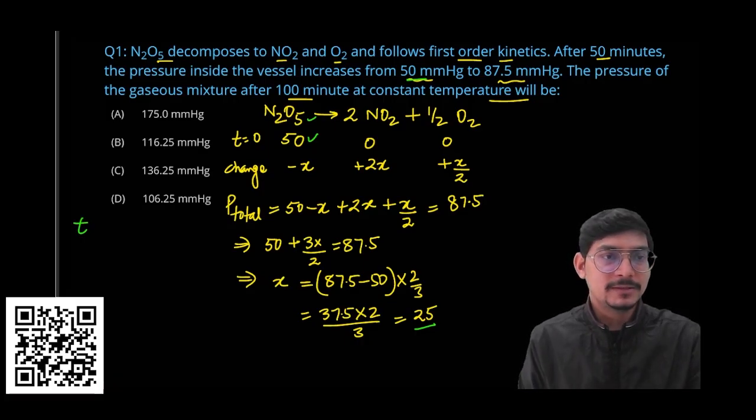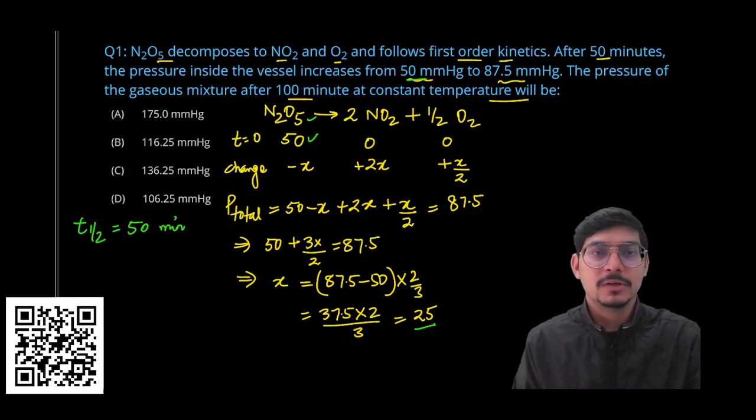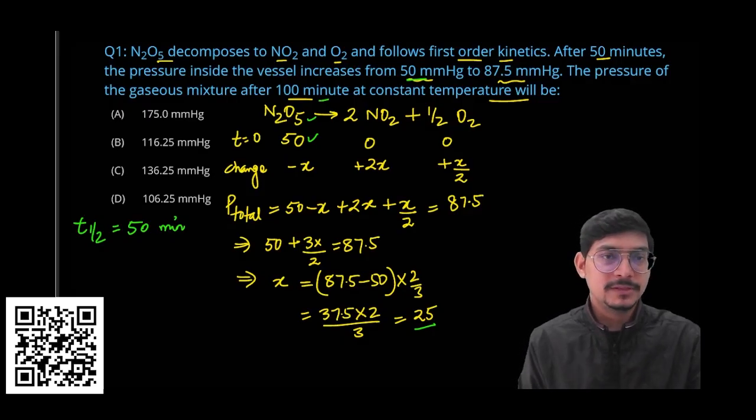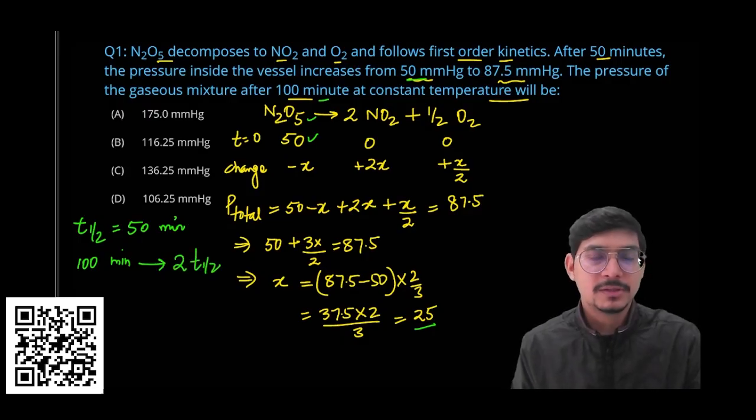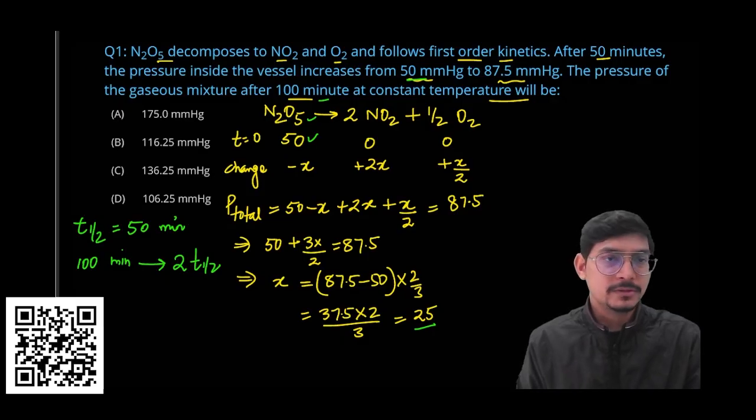So it's very clear that this is the half-life of the reaction. 50 minutes is the half-life of the reaction, because in 50 minutes the pressure of N2O5 becomes half of its initial value. Now we have to find out the total pressure after 100 minutes. Obviously, if 50 minutes is one half-life, then in 100 minutes two half-lives would have passed, because for a first order reaction, half-life is independent of the concentration of reactant. It is constant at a constant temperature. So in the first half-life, the pressure of the reactant N2O5 decreased from 50 to 25.